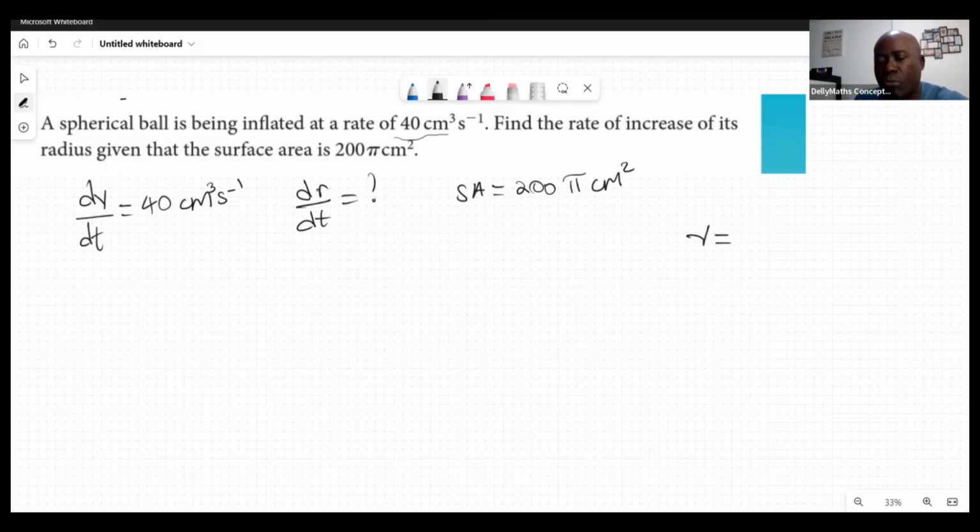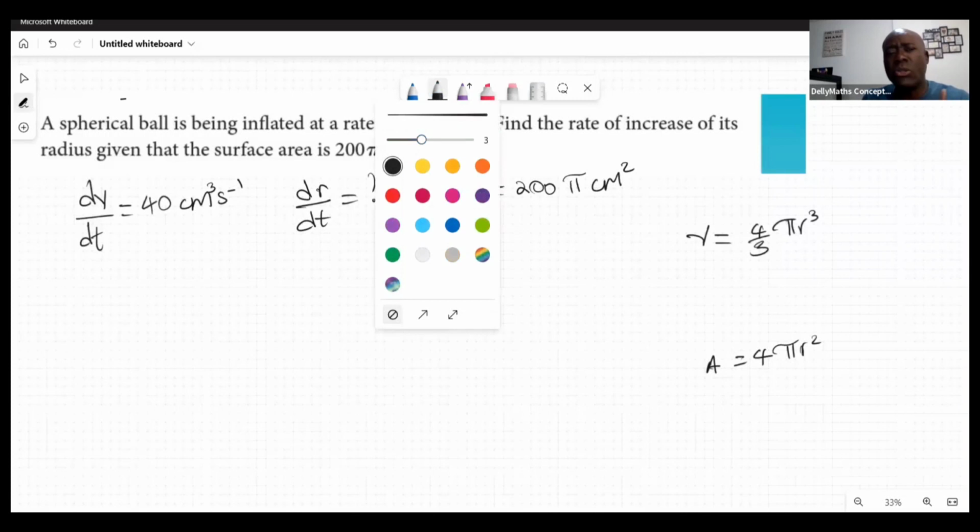So the formula for volume of a sphere is 4/3 pi r cubed. We also know that the total surface area of a sphere is 4 pi r squared. So we want to always have some formulas right there so that we can utilize them to go forward. Let's look on how we're going to put this together.